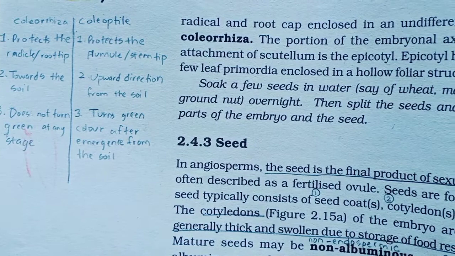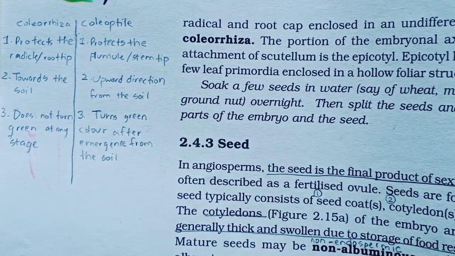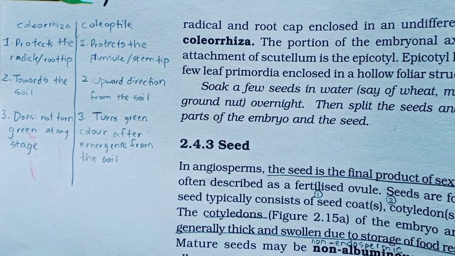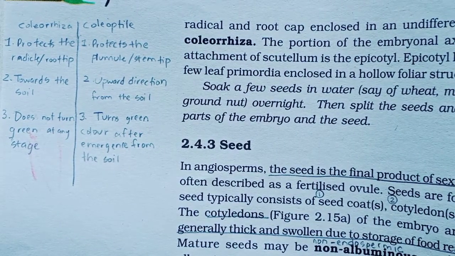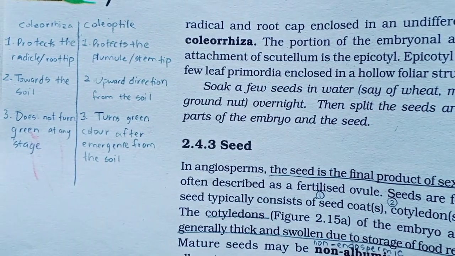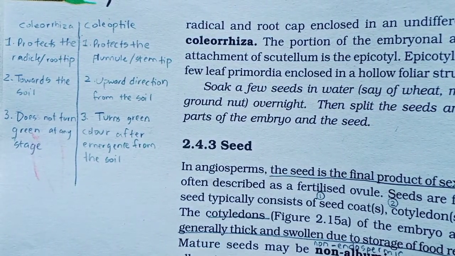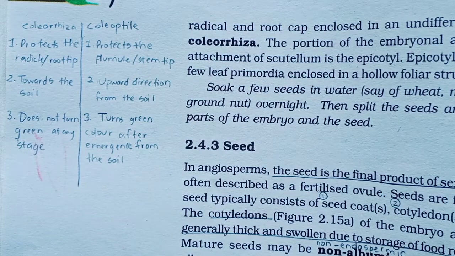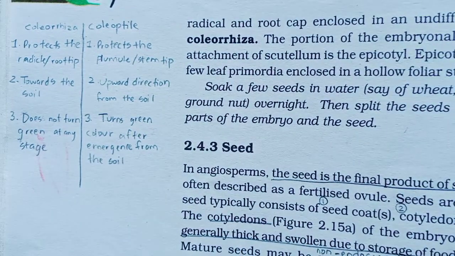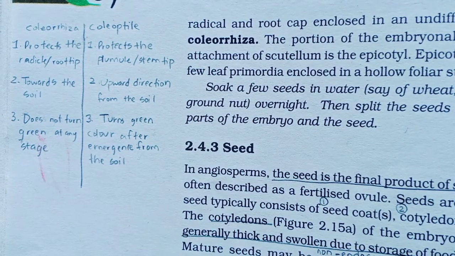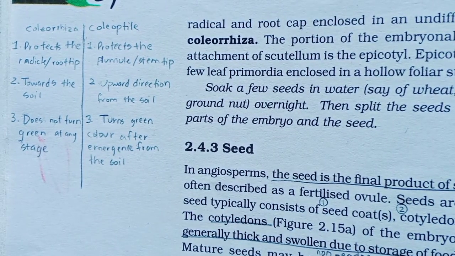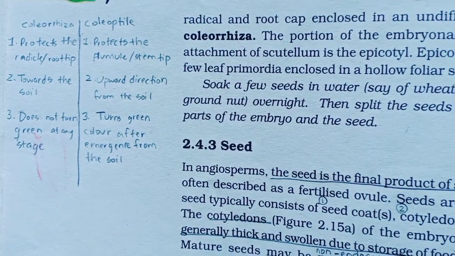Coleorhiza and coleoptile. So coleorhiza protects the radicle or the root tip. Coleoptile protects the plumule or the stem tip. You can see here, rhiza are root tip or radicle, plumule stem tip. So coleoP, you see there P, right? Coleoptile, plumule or stem tip, and on the other side rhiza, R, radicle or root tip. So just remember it in this way.